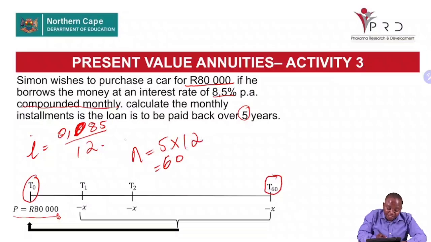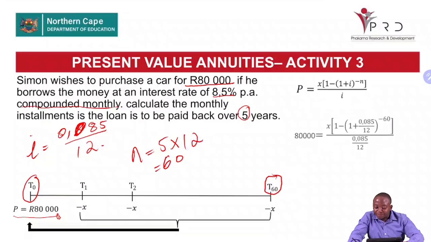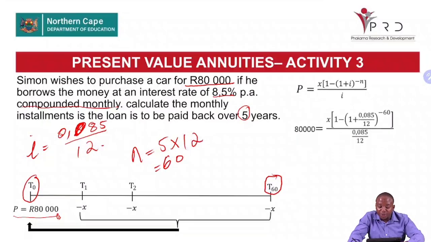Now remember, this is present value. We are going back to the present. So what I will say, we quote down the present value formula. As Simon received the loan of 80,000 to get the car of 80,000, he will have to repay that loan of 80,000 monthly as time goes by. We now substitute into the formula in the space of P. So in the space of P, what do we now have? P is given as 80,000. So we substitute P with 80,000.